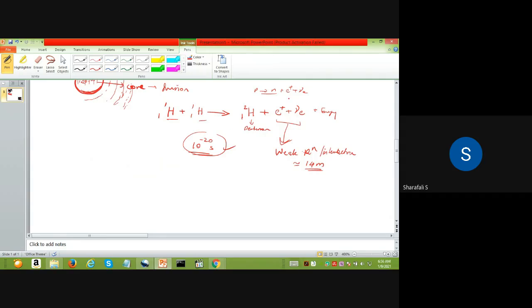But since this is associated with beta decay, and since it is a weak interaction, it will take more time. So the fusion reaction with the proton-proton is less probable. It is less probable because this complete reaction should happen within 10 raised to minus 20 seconds. But we still have this beta decay process, which will take more time. So we are demanding that this reaction has to happen within 10 raised to minus 20 seconds, and then only can we have this nuclear fusion reaction.